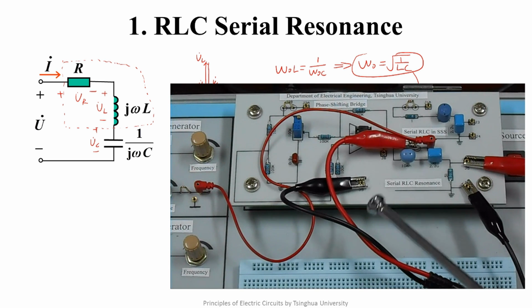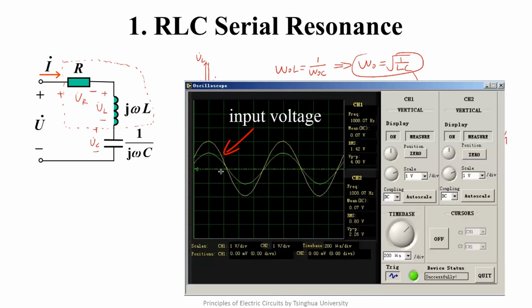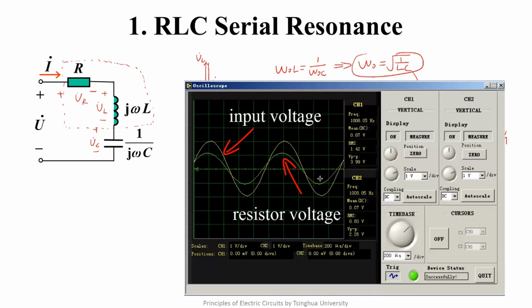Channel 1 of the virtual oscilloscope is connected to the input signal, and channel 2 is connected to the output. Let's look at the waveform on the oscilloscope. The yellow waveform is the input voltage. The green one is the output voltage. We can see the input and output voltages are in phase, which means the circuit is in resonant condition.